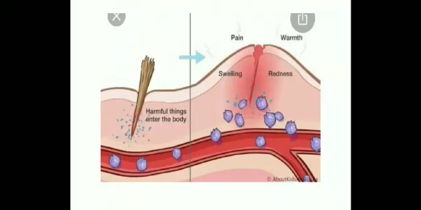Let's discuss the first four. In the picture, it is clearly described that when harmful things enter the body, it leads to pain, warmth, swelling, and redness. These are the external manifestations of inflammation.